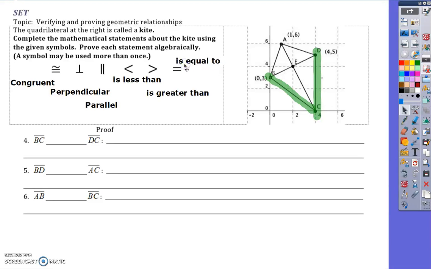So let's look at number 4 again. So we've got the two highlighted lines, BC and DC. And what do you think? Which one of these do you think they look like? They're not parallel because they're meeting. I'm going to go with congruent because we're dealing with shapes.